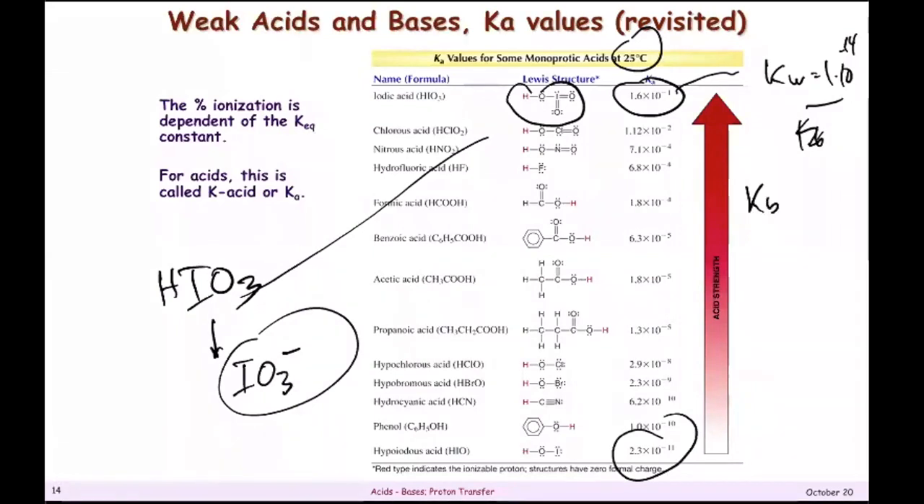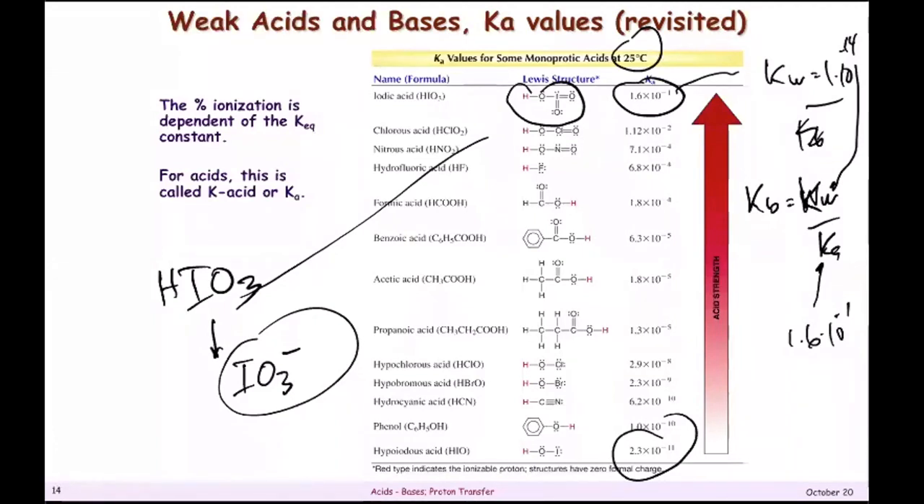Kb equals Kw over Ka. So this is 1 times 10 to the minus 14, and this would be 1.6 times 10 to the minus 1. And you can see that 1 times 10 to the minus 14 divided by 1 times 10 to the minus 1 is going to be approximately somewhere in the order of 10 to the minus 13. So you can see that a Kb of 1 times 10 to the minus 13 is going to be a very, very weak base. So the conjugate is a strong acid, but its conjugate base is a weak base.